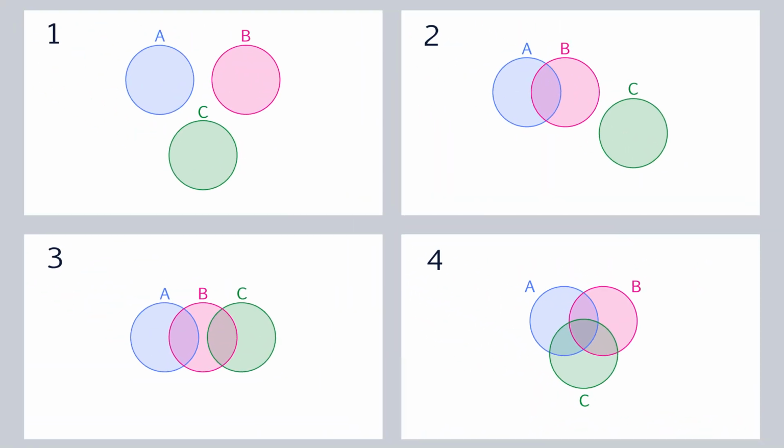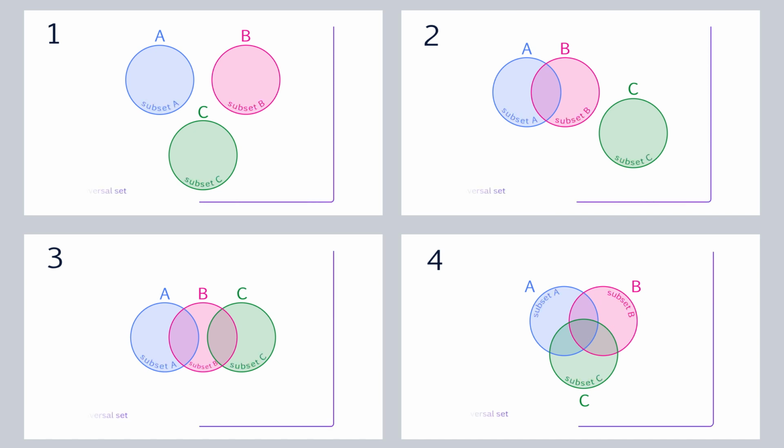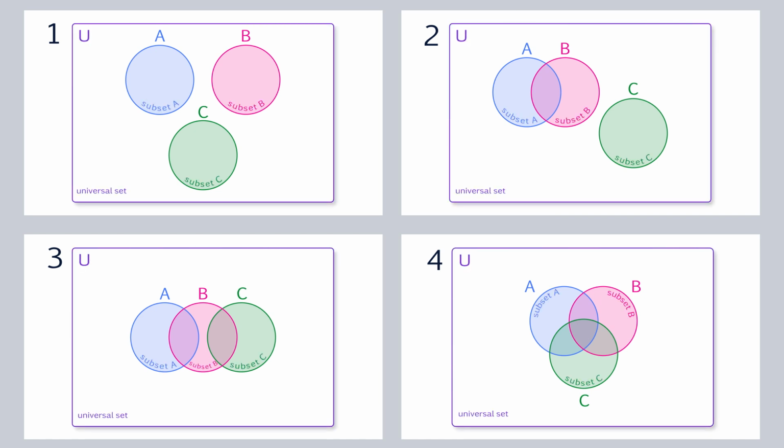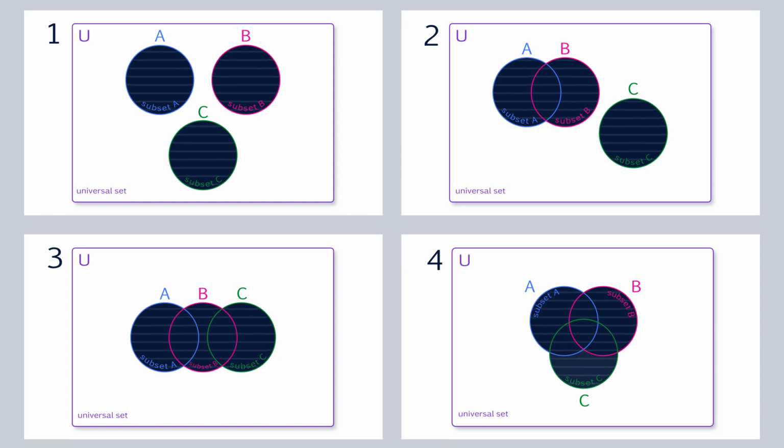The three sets, A, B, and C, can also be subsets of a universal set U. Recall that a universal set contains all the elements that are relevant in a particular context. The universal set is represented by a rectangle. The circles, representing the three subsets, A, B, and C, are located inside the rectangle. The elements of the subsets are placed inside the circles.